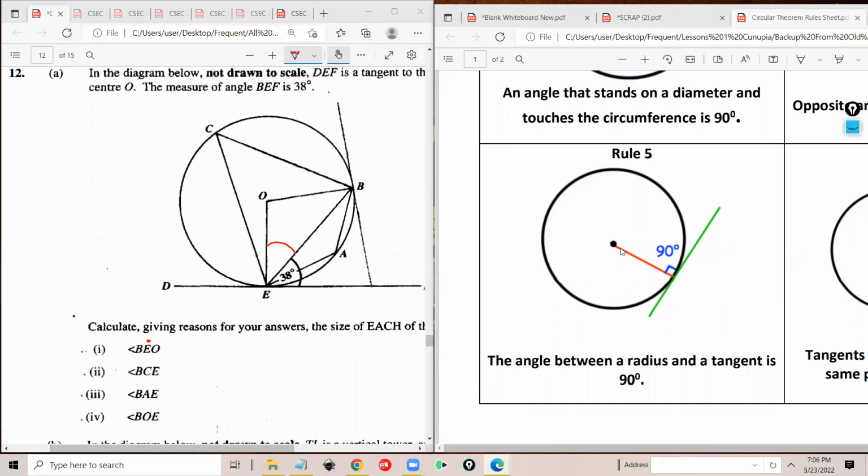Now let me explain why. For this, we're using Rule 5. Remember, in the exam, you're going to have to memorize this sentence, write out this rule, and then calculate the answer for the examiner. Rule 5 says the angle between a radius and a tangent is always 90. Now, O is the center of the circle, so from O to E is definitely a radius. And this line here is your tangent.